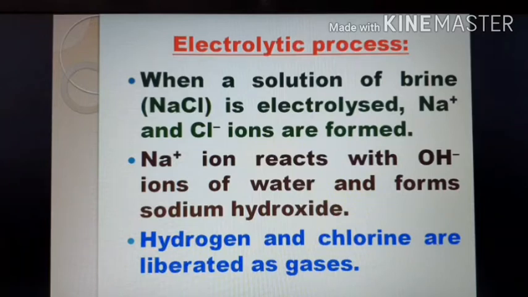Na+ ions react with OH- ions of water and form sodium hydroxide. Na+ from the electrolyte sodium chloride reacts with the OH- ion of the aqueous solvent water and forms sodium hydroxide, NaOH. Hydrogen and chlorine are liberated as hydrogen and chlorine gases near the electrodes.